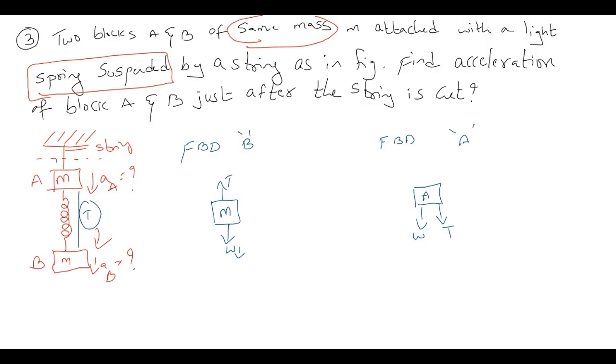Okay, now for A, here one more tension is there. Let us take this one as T1. That tension will be upward. Okay, now as we cut the string, this tension will become 0. There will not be any tension by this string because we cut this. Correct?